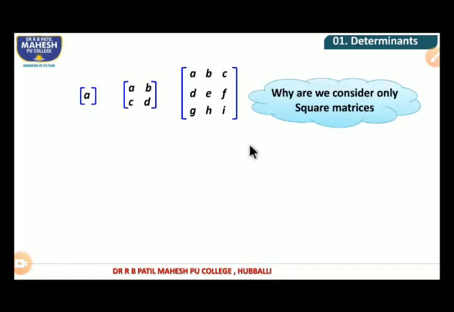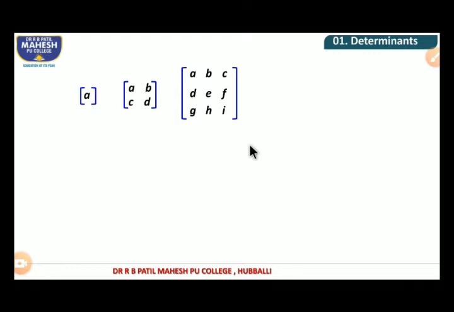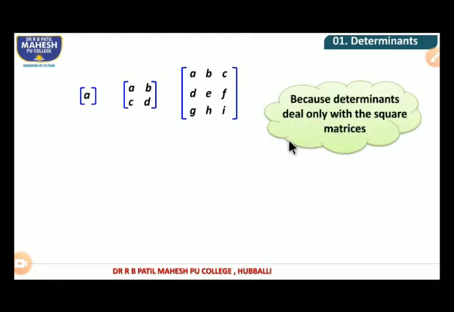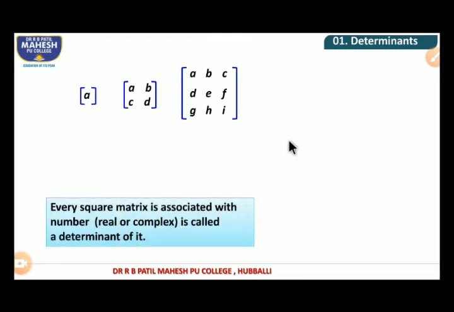Why do we consider only square matrices? Because, students, determinants deal only with square matrices. Every square matrix is associated with a number. That number, which may be real or complex, is called the determinant of it. So a determinant is always a number, real or complex, always associated with a square matrix. A matrix A is denoted by determinant of A.